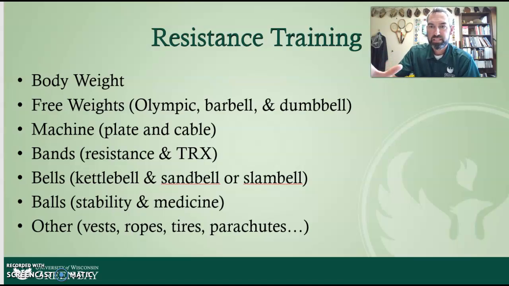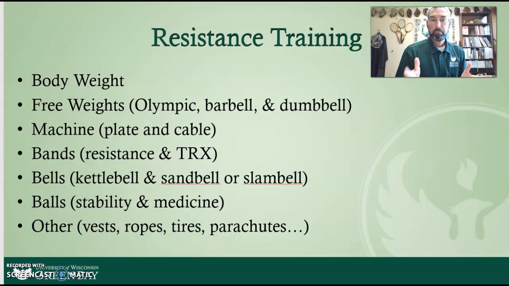We will maybe establish this in class the week before, but one person or one group will look at body weight resistance training. Someone else will look at the use of free weights. We're looking at dumbbells, barbells, and Olympic lifts. Someone else will look at machines, sometimes called selectorized, where you pull the pin out and put in a plate. Those cable crossover type machines, or the machines where you put on the plates, right?